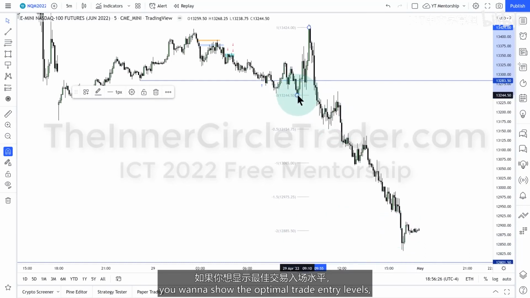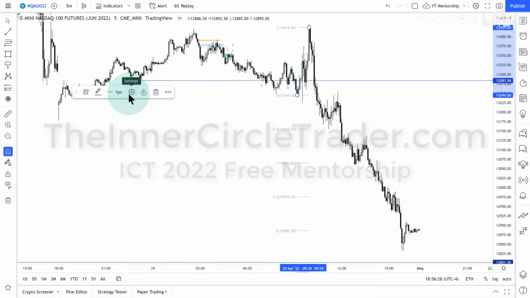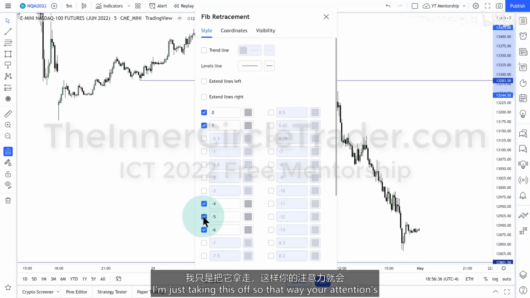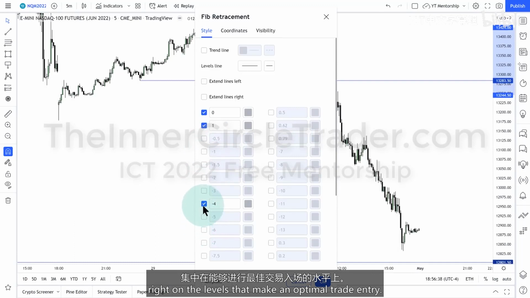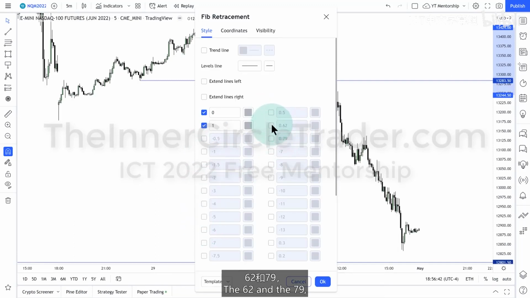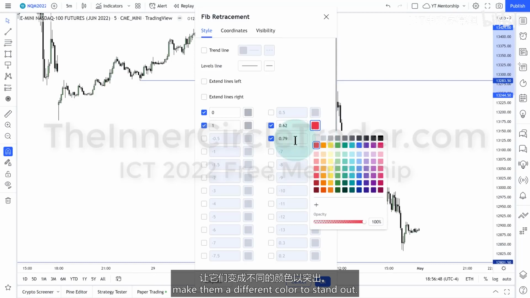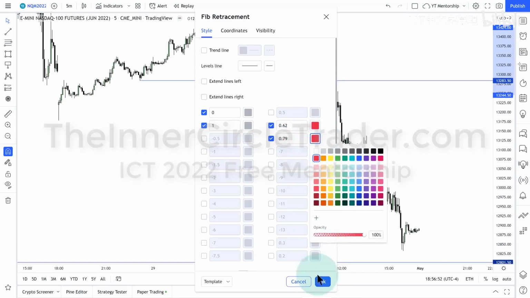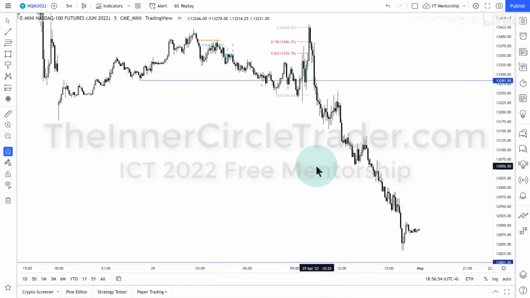Now this was a little bit excited because it went below an important low, but that's enough for government work. If you want to show the optimal trade entry levels and you're pulling the fib up, I'm just taking this off so your attention is right on the levels that make up optimal trade entry: the 62 and the 79. You can change these and make them a different color to stand out. I don't like to do that, but you can see it here.